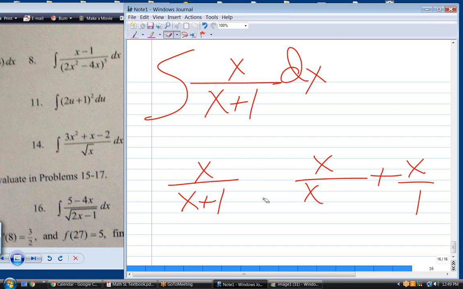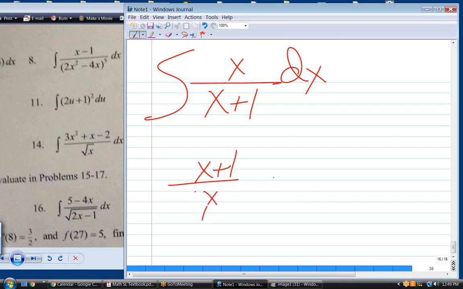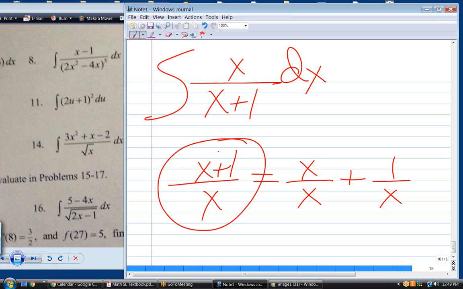Okay. If I have x plus 1 over x, different story. That is equal to x over x plus 1 over x. Okay, so that's the main distinction you need to be able to make: when I have that kind of fraction, I can split it up into 2 fractions, but when I have 2 terms in the denominator, I cannot.